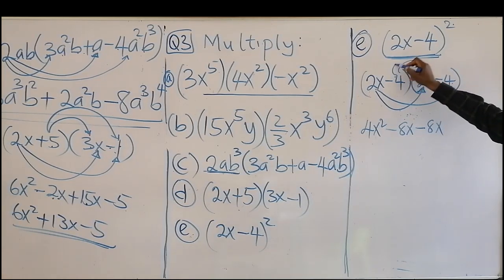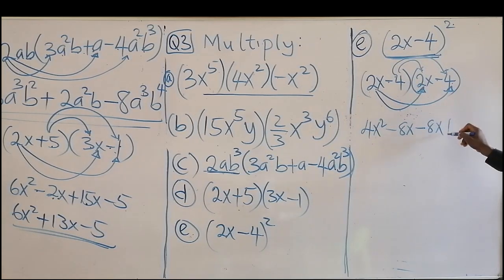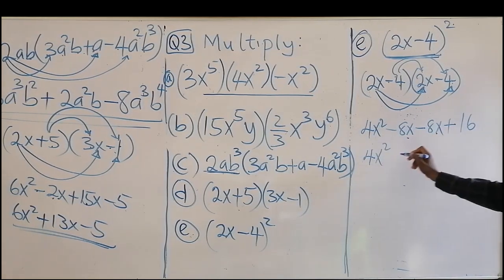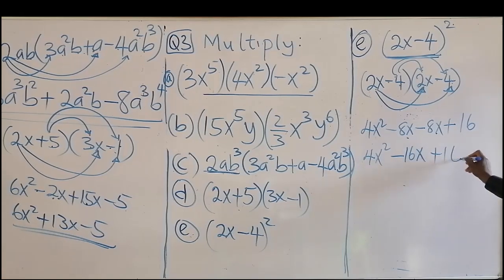Okay. Then again, this one times this one, that's a minus 8x. And then this one again times this one. Minus times minus, that's plus. 4 times 4, that's 16. Okay. So that will be equal to 4x squared minus 8x minus 8x. That's minus 16x plus what? Plus 16. And that finished that solution to that question.